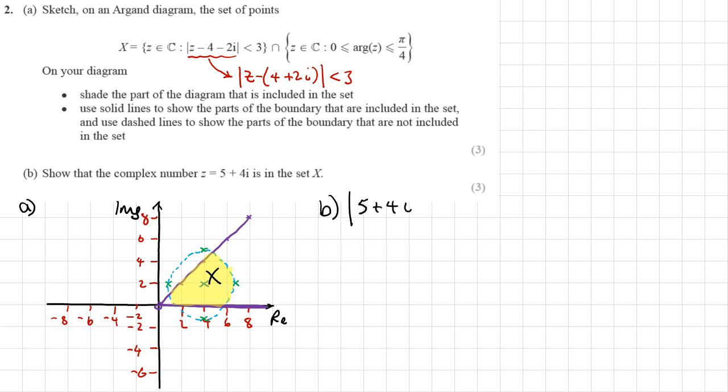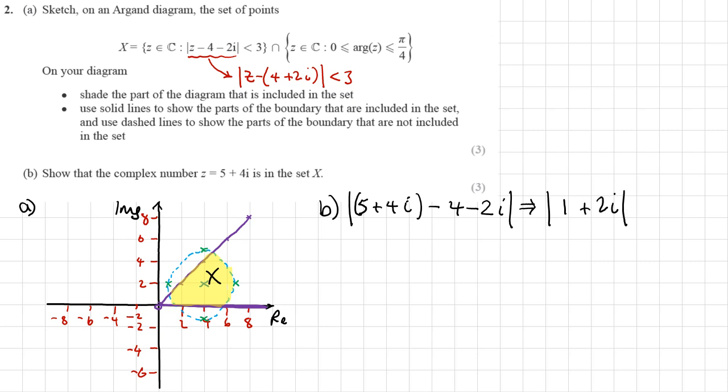So I'm going to have 5 plus 4i, that's where z was, minus 4 minus 2i, and I'm going to work out the modulus of that, the size of that, and if it's less than 3, I know it's in the circle, and we've half answered the question. So we've got 5 minus 4, which is 1, and then 4i minus 2i, which is just 2i.